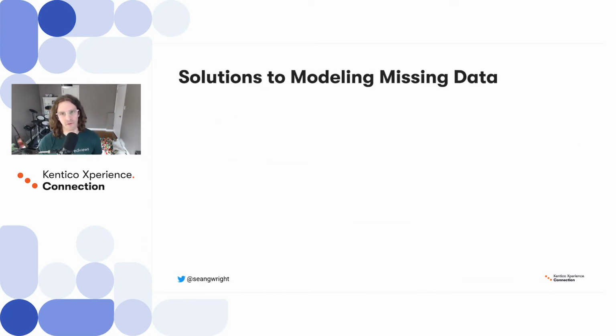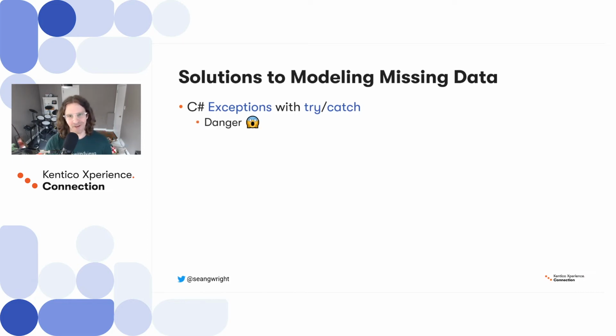So let's consider some solutions to modeling this missing data. We could use C# exceptions with try and catch. However, I think this is dangerous, similar to using implicit nulls in C#.